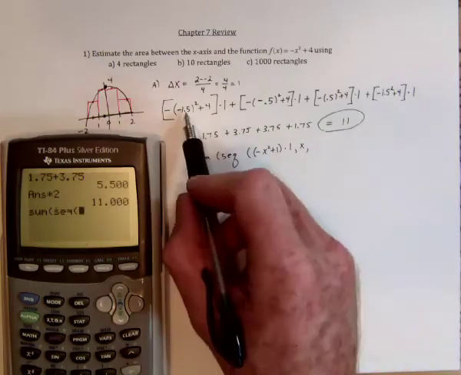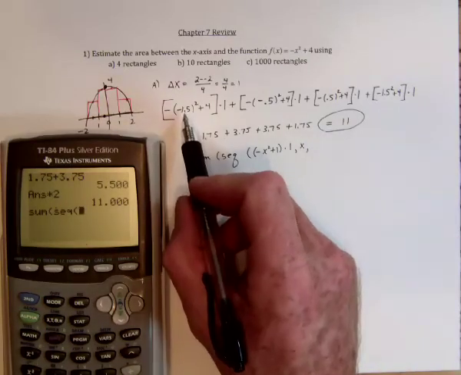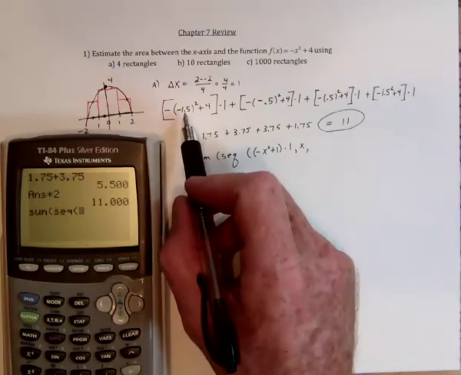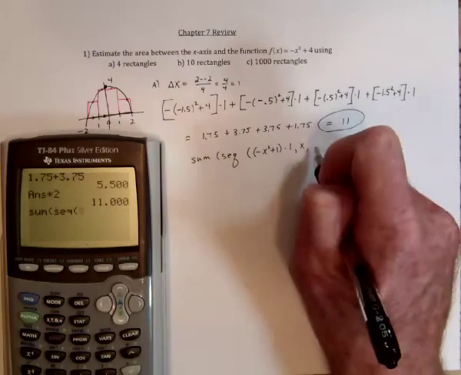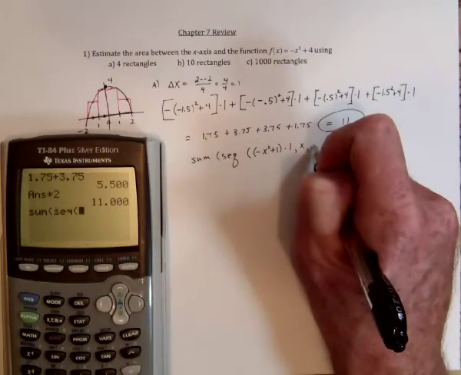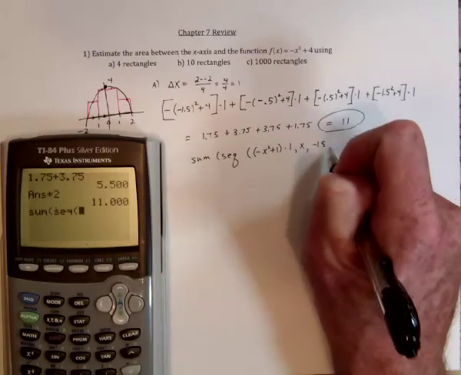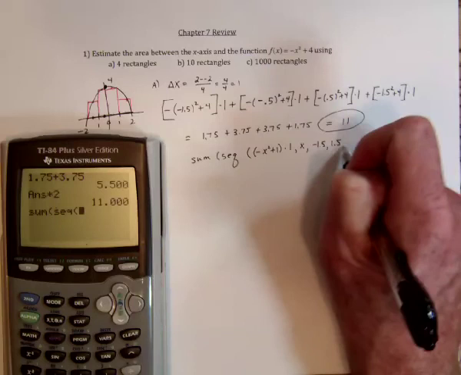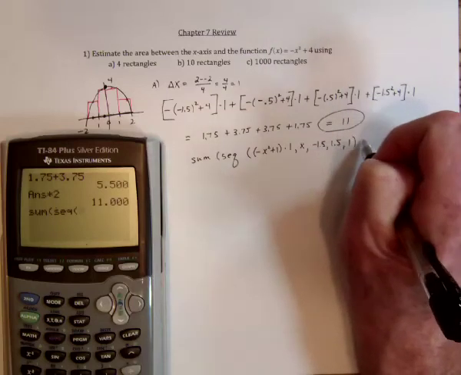And then the starting point of 1.5, negative 1.5. The stopping point, which was positive 1.5. So go from negative 1.5 to positive 1.5 in increments of 1.